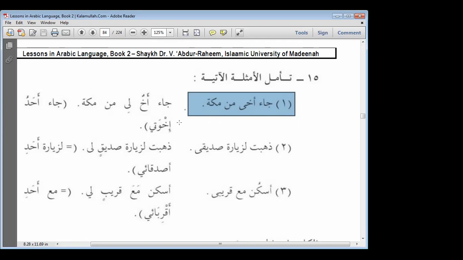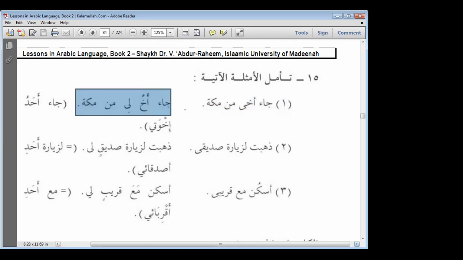So let's see how that is contrasted against the other way of expressing that. We can say Ja'a akhun li min Makkata. So we see the difference here. Akhun, a brother, is indefinite, it's not mean there, right? But yet at the same time, you're attributing it to yourself by saying li, of mine. A brother of mine arrived from Makkah.